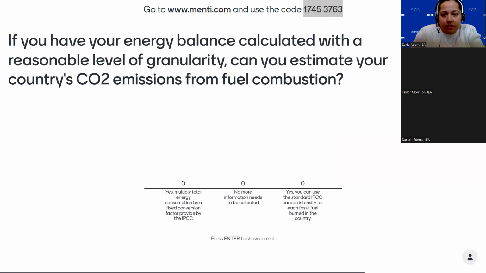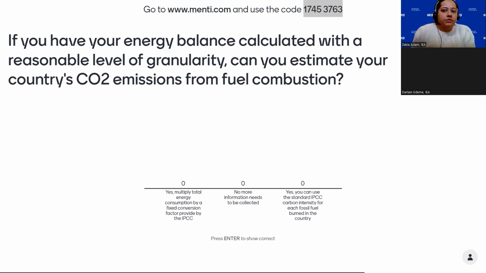So we'll just have one question on CO2 emissions. The question is, if you have your energy balance calculated with a reasonable level of granularity, can you estimate your country's CO2 emissions from fuel combustion? I'll give you some time to reply.